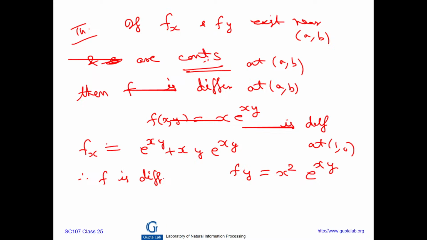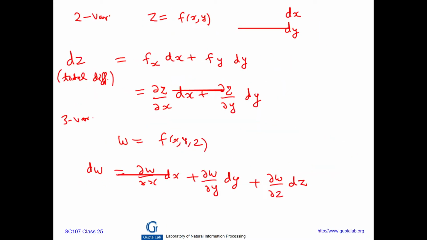And then there is this result: if the partial derivatives exist near a point a comma b and are continuous at a comma b, then the function is differentiable at a comma b. This is a condition for the differentiability of the function. Okay. So you can check a couple of examples.